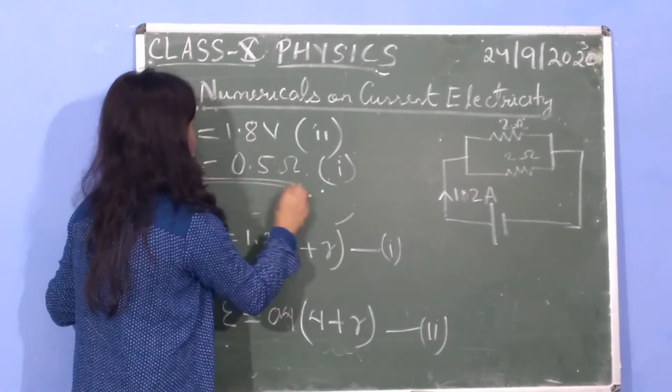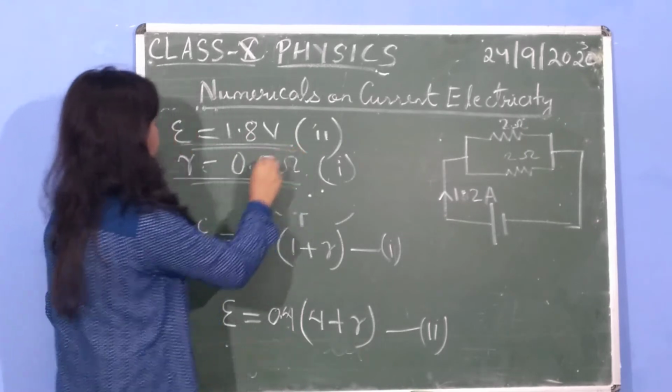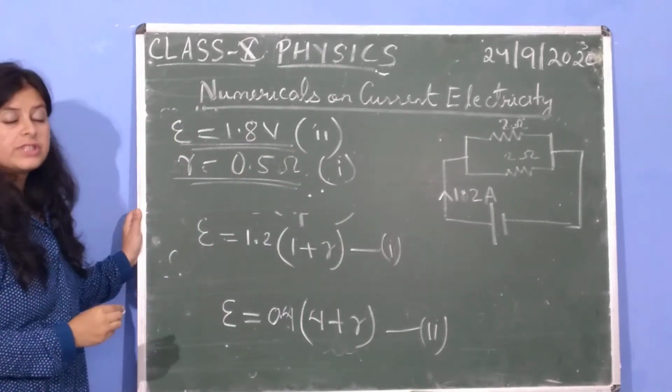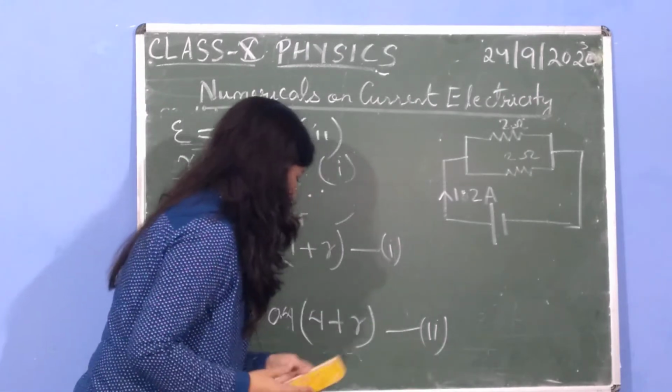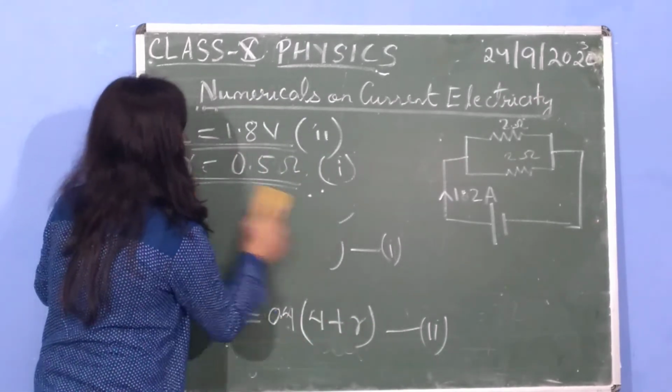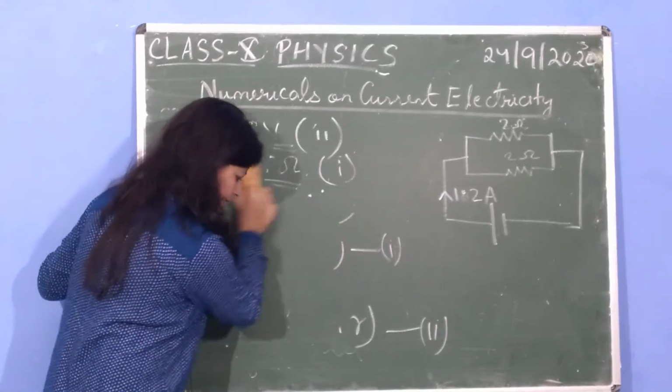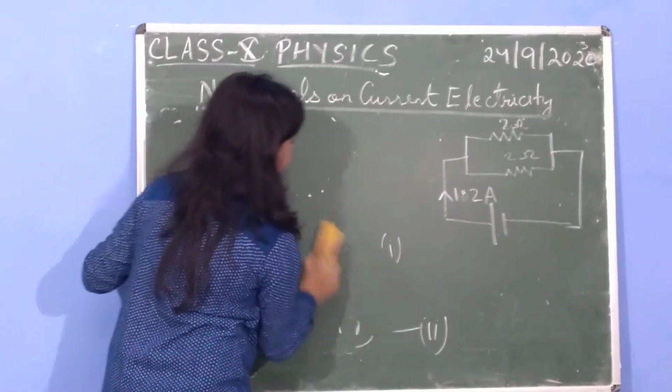So this is how you find the EMF of the cell and the internal resistance. If two situations are given, you need to frame two equations and solve them. Okay, let's do the last numerical for today's class: question number 28 in your book.